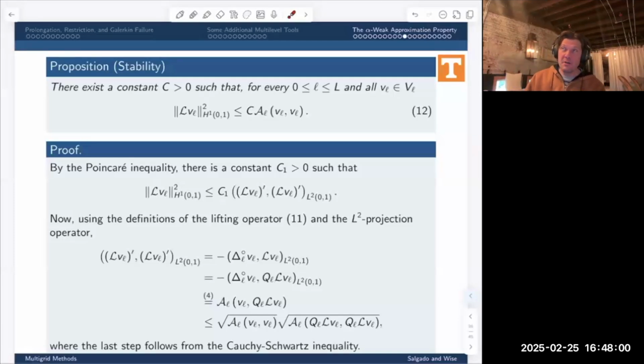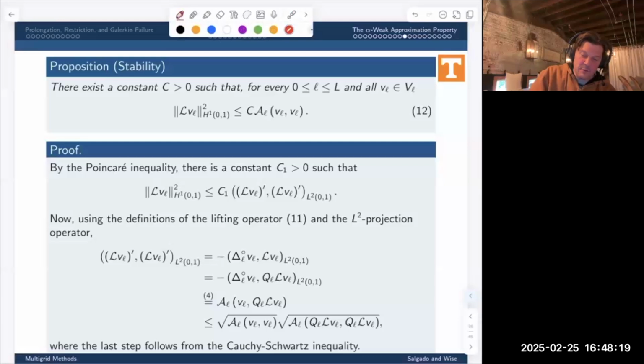Usually, what a stability says is that if I take something from a high dimensional space and push it down to a low dimensional space, then the low dimensional space object is bounded by some norm of the high dimensional space object. This is different. I would call this maybe backward stability. I'll ask Abner what he thinks about this. Backward stability.